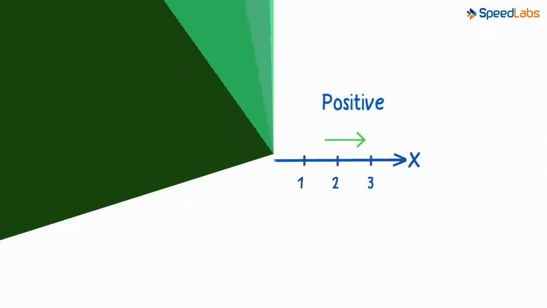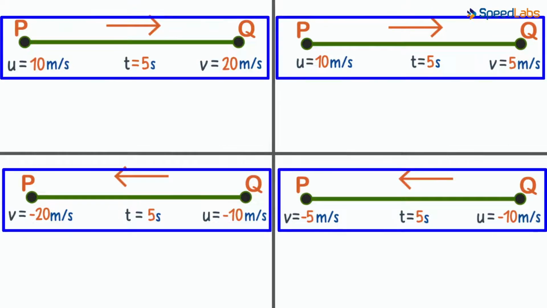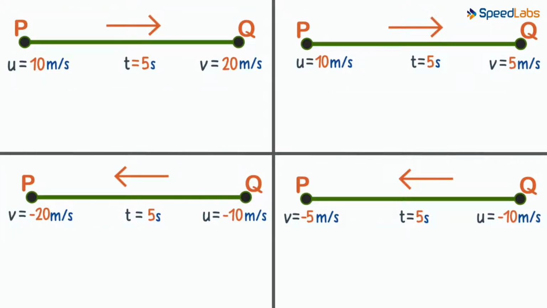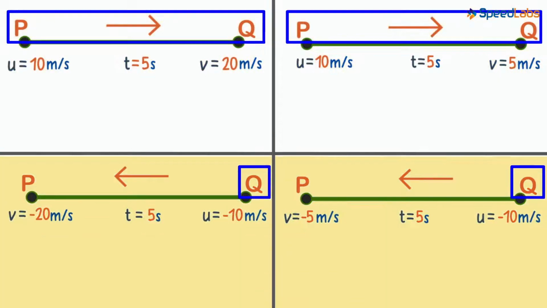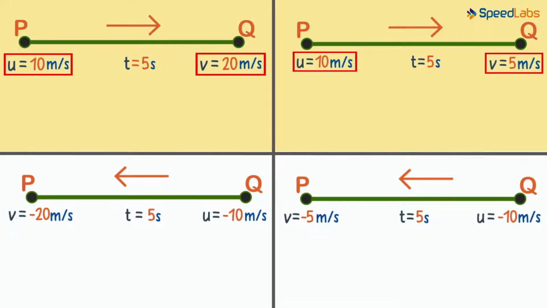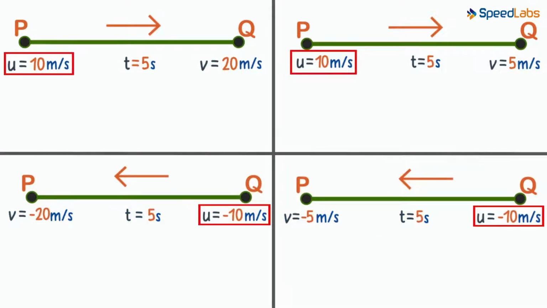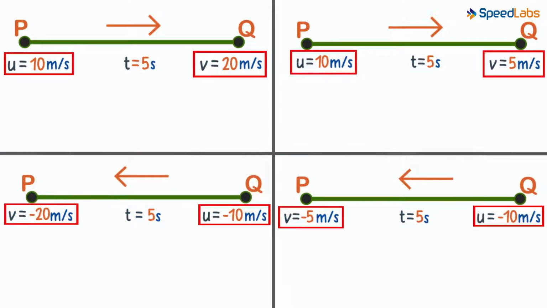Now let's divide the whiteboard into 4 parts to understand something interesting. Look at the 4 different cases given. In each case, the body is moving either from point P to Q or from point Q to P. When the body is moving from point P to Q, we see the velocity is positive because it's moving towards the right or towards the east. But when the body is moving from point Q to P, the velocity is negative. U is the initial velocity, V is the final velocity, and T is the time taken.